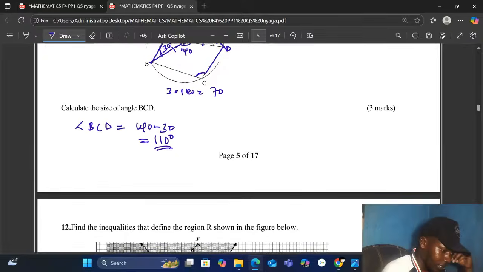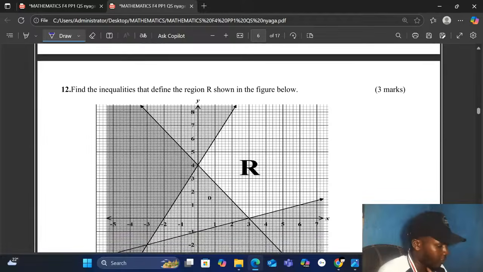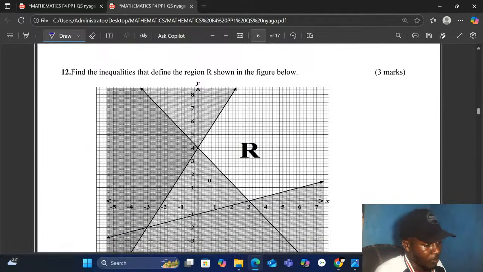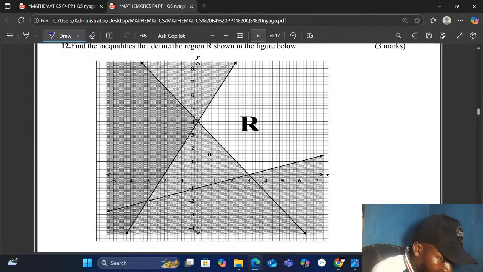3 marks. Then we move to the 12th question. Find the inequalities that define the region R shown in the figure below. Now, when you look closely, you can see that we have the shaded region and the required region.